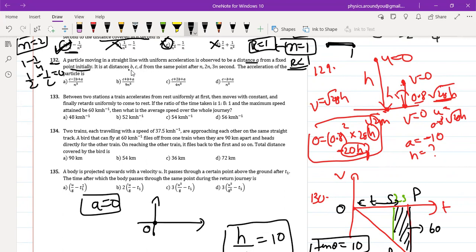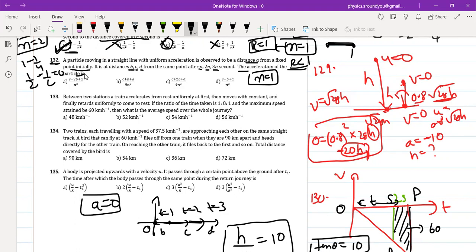It is at distances b, c and d from the same point after n, 2n and 3n seconds. So I will put n equal to 1 and make matters simple. So it is at distance b at t equal to 1. It is at distance c at t equal to 2. It is at distance d at t equal to 3. What is the acceleration of the particle?